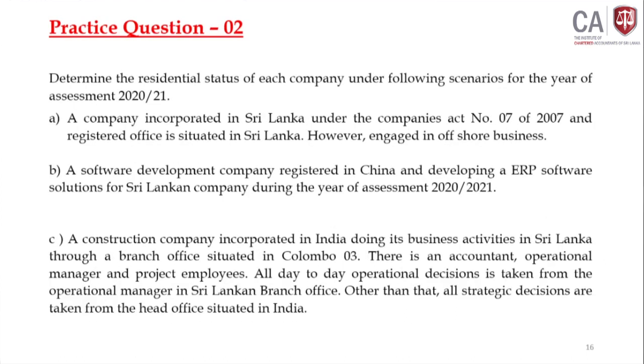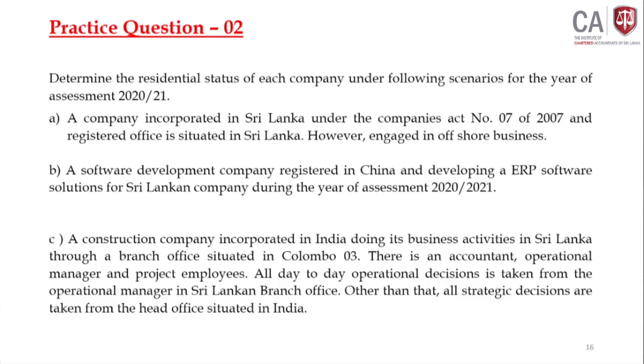Now we will go to the third question. A construction company incorporated in India. From reading the first part, you can understand this company is incorporated in India, so most probably non-resident, but we will look at it doing its business activities in Sri Lanka through a branch office situated in Colombo 3. A branch office is the extension of the head office. They have formed a branch office in Sri Lanka and continue their business. There is an accountant, an operational manager and project employees. To do those activities, there are 3 employees.